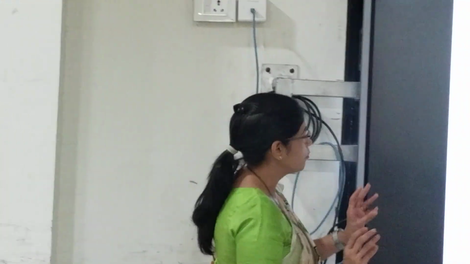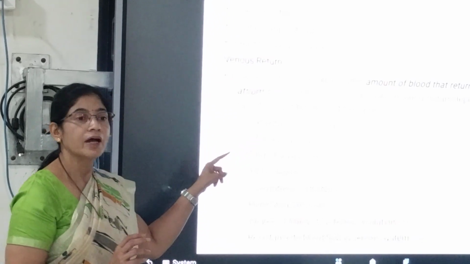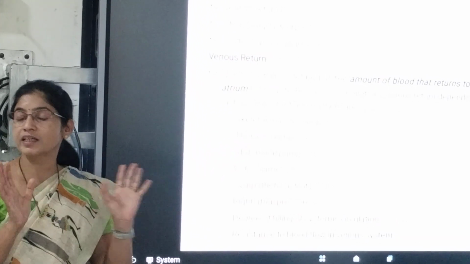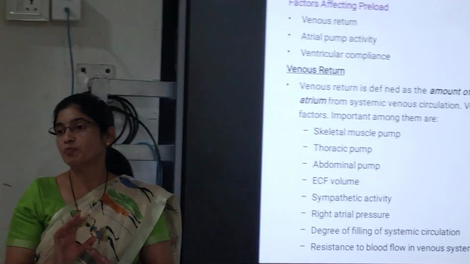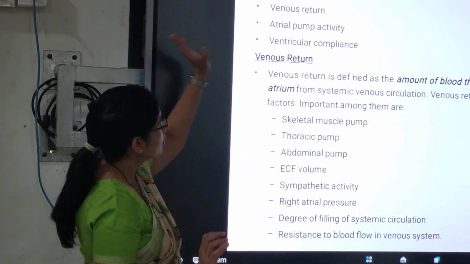So: skeletal muscle pump, thoracic pump, abdominal pump, extracellular fluid volume, and sympathetic activity. Sympathetic nerve supply is not only to the heart but it also supplies the different blood vessels. Okay, that is called vasomotor tone. So these blood vessels already have a certain tone, and when there is sympathetic stimulation, there is vasoconstriction. The blood vessels get constricted, and that will also help to push the blood towards the heart. So increased sympathetic stimulation causes vasoconstriction and will increase the venous return.